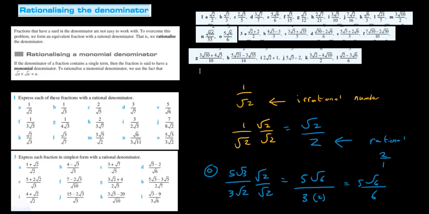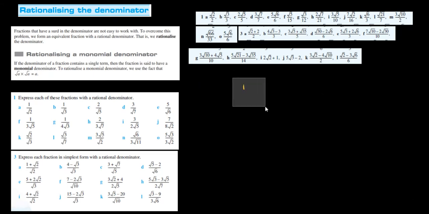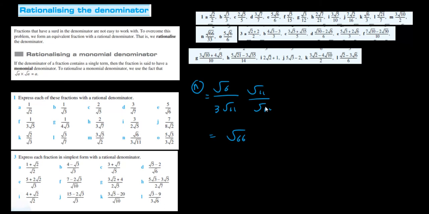Let's do one more question. So we've got root 6 over 3 root 11. We multiply top and bottom by root 11. So we're left with root 66 over 3 times 11. So we've got root 66 all over 33. Can we simplify that further? No, we cannot. So that is the final answer.